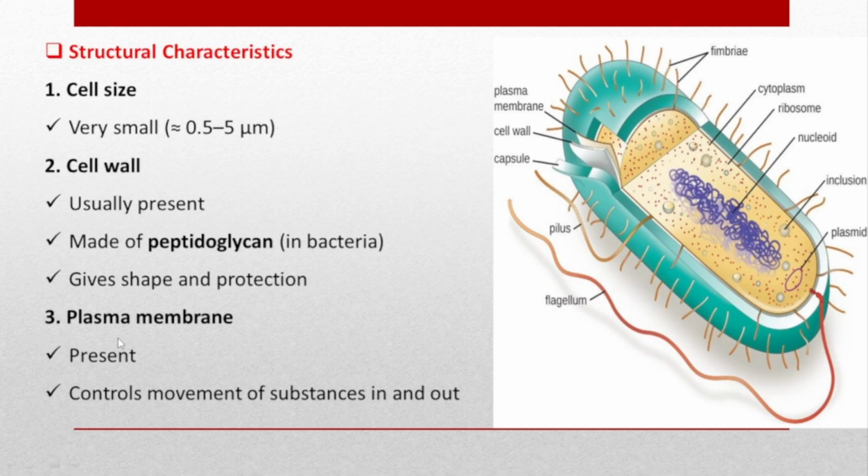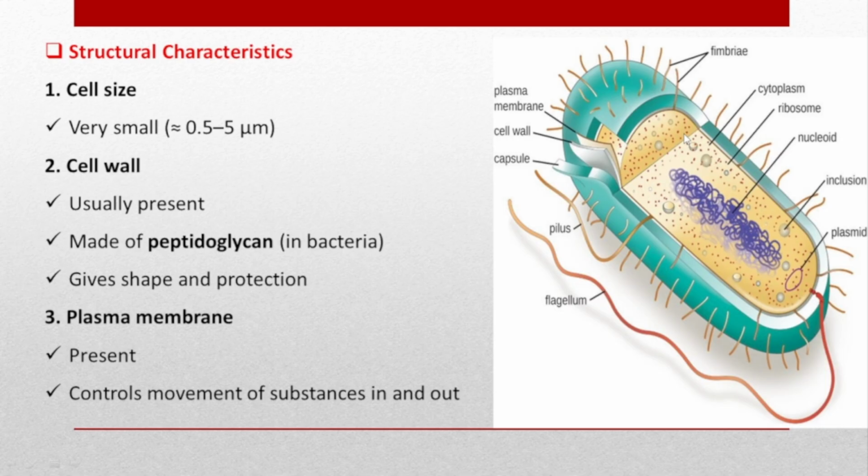The other structure is the plasma membrane, which is also present in the prokaryotic cell. The plasma membrane, or cell membrane, controls the movement of substances in and out of the cell. So the main role of the plasma membrane is controlling the movement of molecules into and out of the cell. This is the function of the plasma membrane.